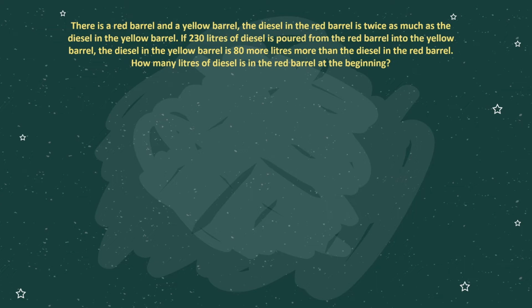The red barrel is holding twice as much diesel as the yellow barrel. And if we now pour 230 liters of diesel from the red one to the yellow one, the yellow barrel now has 80 more liters than the red. How many liters of diesel is in the red barrel at the beginning?